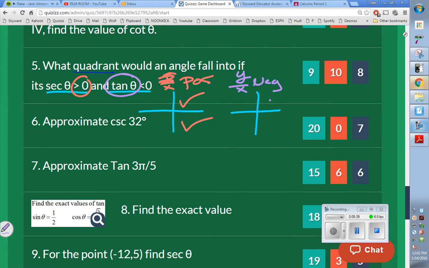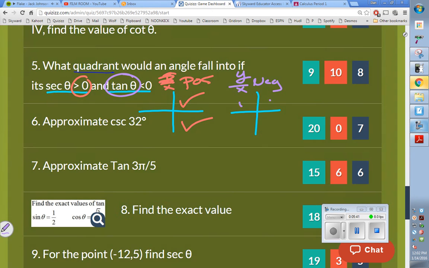In this quadrant, they're both positive. In this quadrant, they're different signs. In this quadrant, they're both negative. In that quadrant, they're different signs. So which one was the one we were looking for? Quadrant 4.